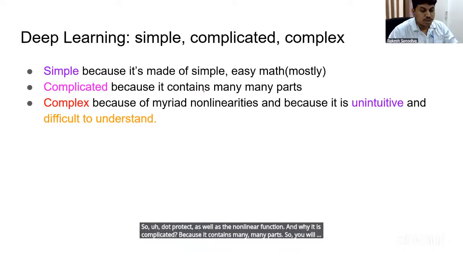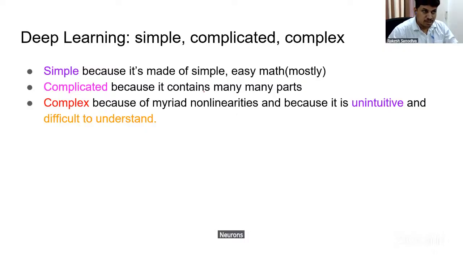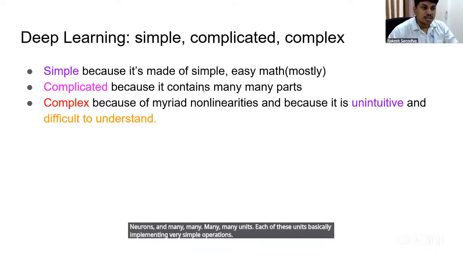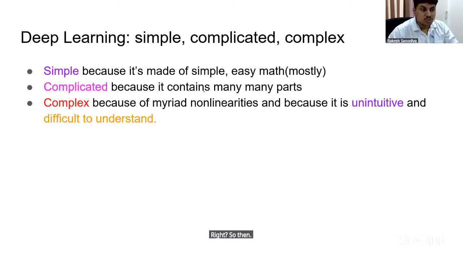So when you are going to deal with a very complicated problem, you will find that you are going to have many neurons and many units. Each of these units is basically implementing very simple operations. So then why is it also complex?